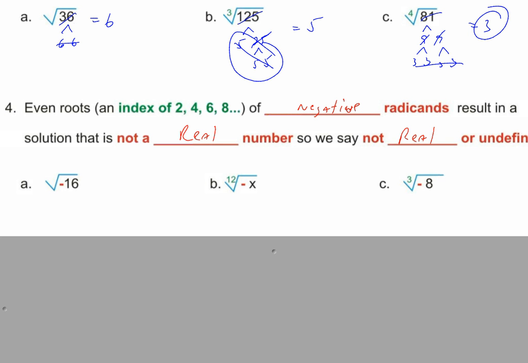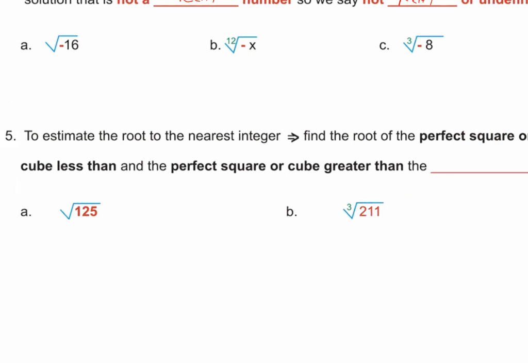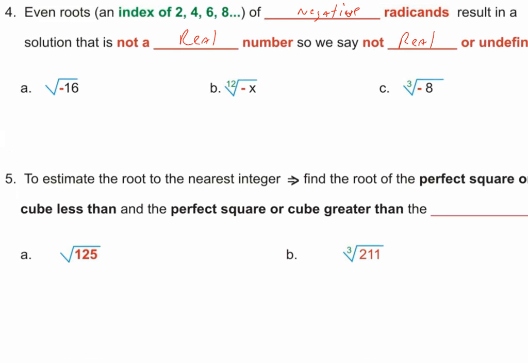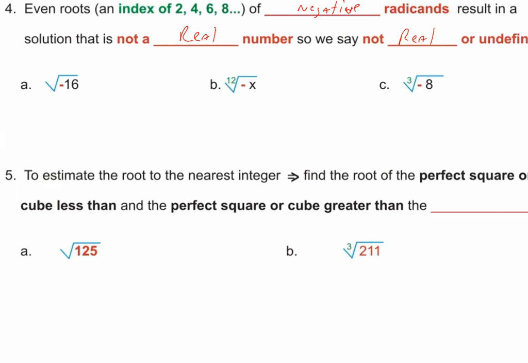So here's the point. Here we've got the square root of negative 16. Notice we have an even index, right? A 2, though it's not shown. And we have a negative radicand. Can you find something times itself 2 times to equal negative 16? Does it exist in the real numbers?